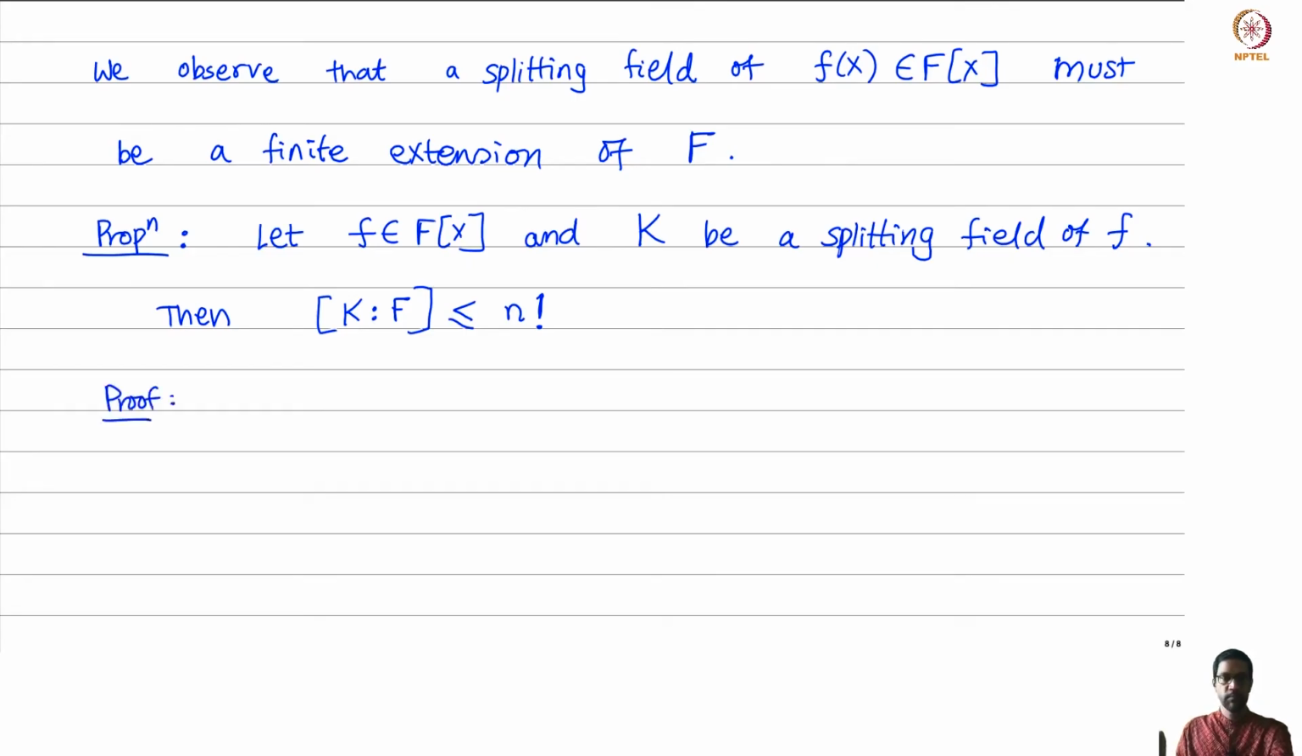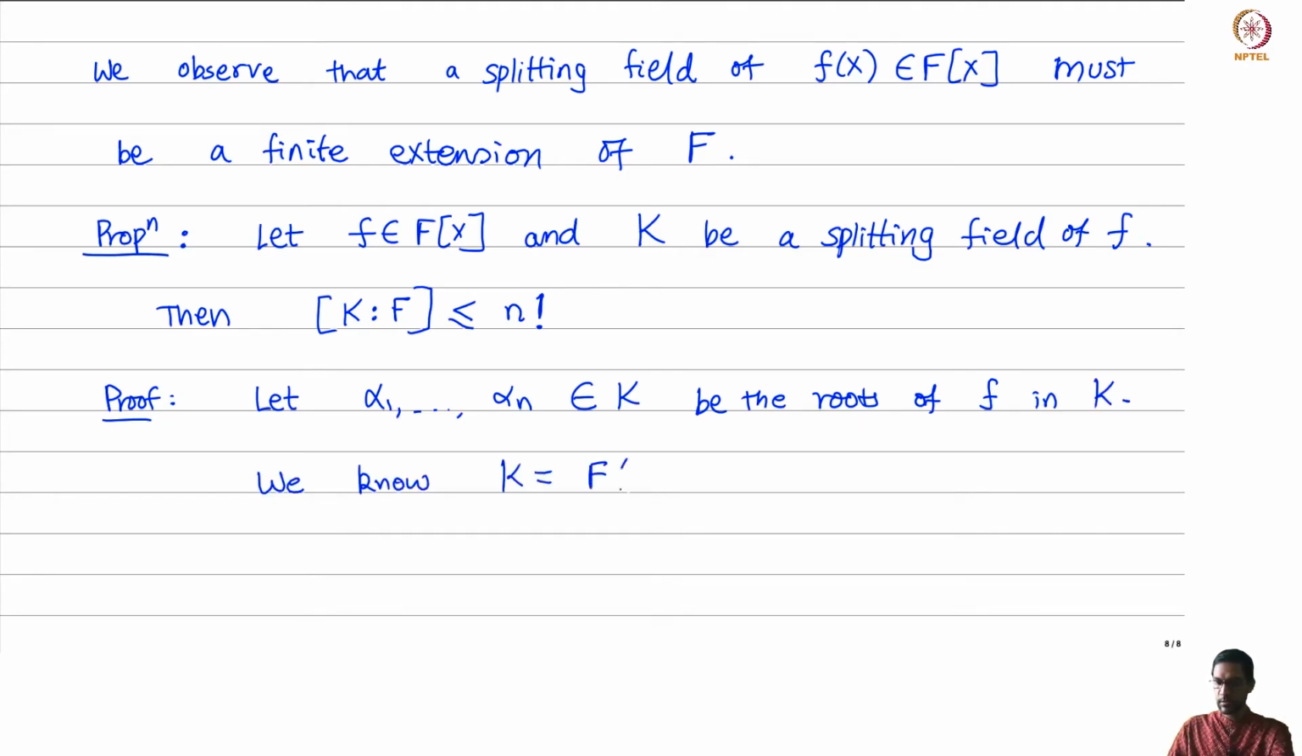The proof is rather easy. Now what do we know? We know that K is a splitting field. So let's write out the roots. Let alpha 1 to alpha n in K be the roots of this polynomial f in the field K. We know that K is just F(alpha 1, alpha 2, ..., alpha n).